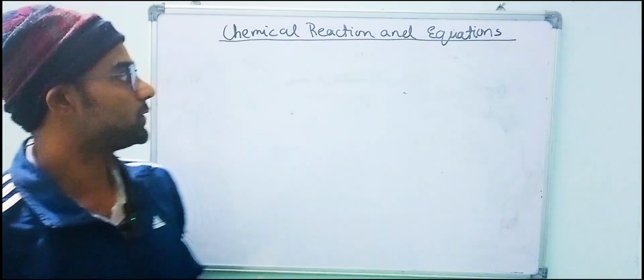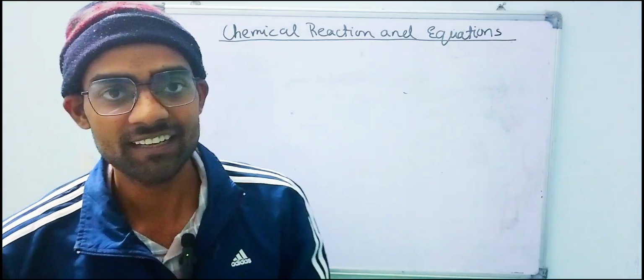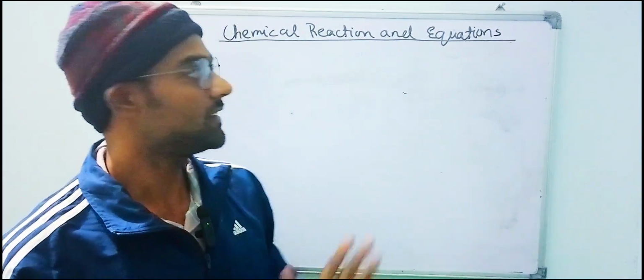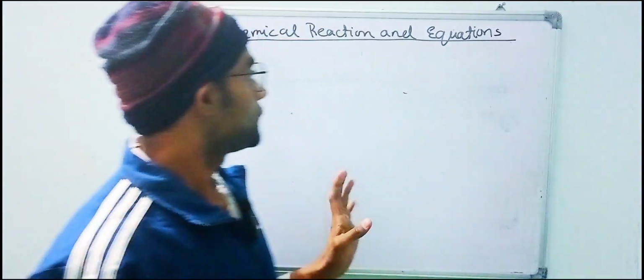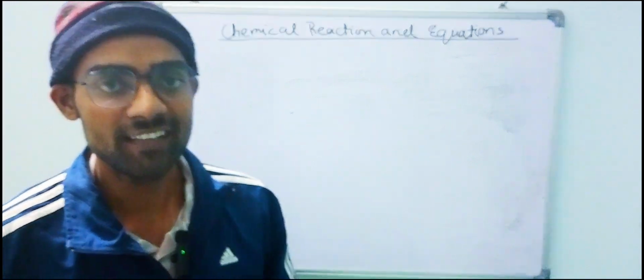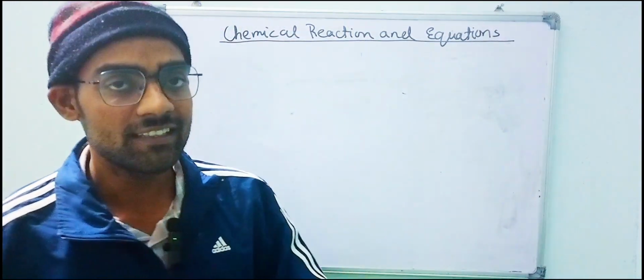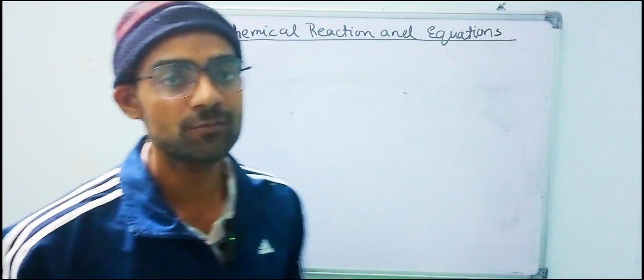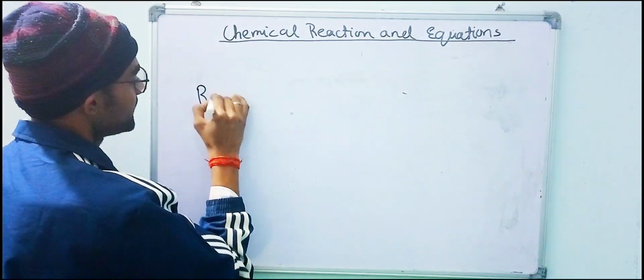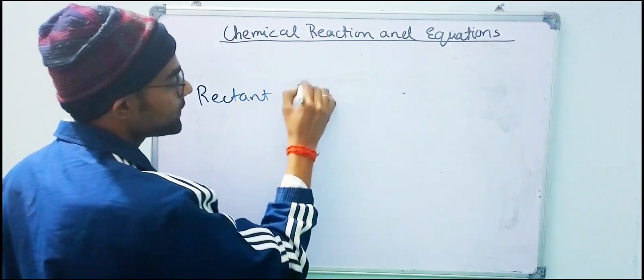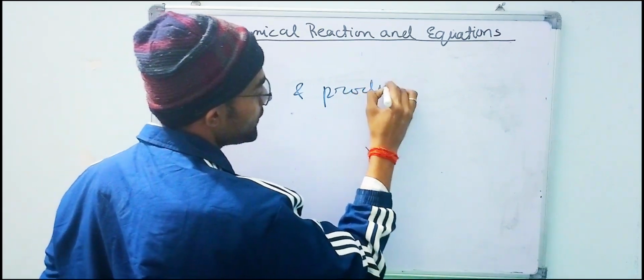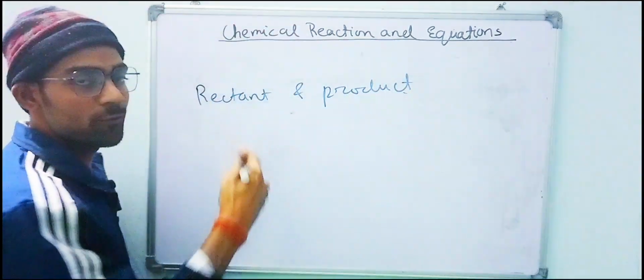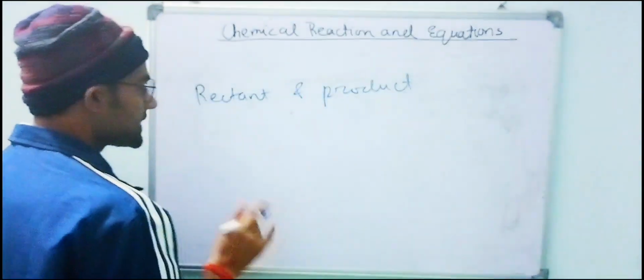So today we will discuss the chemical reaction and equation of class 10 chemistry. So the first chapter is chemical reaction and equation. Before starting this chapter, I am going to discuss two words. The first word is reactant and the second word is product. Basically, what is the meaning of these two words? I'm going to discuss that.